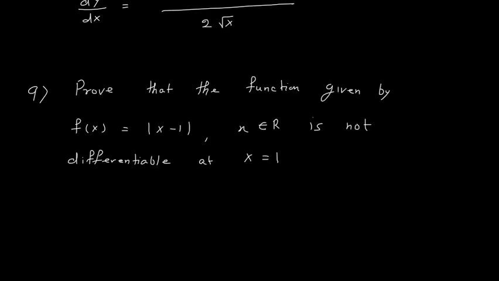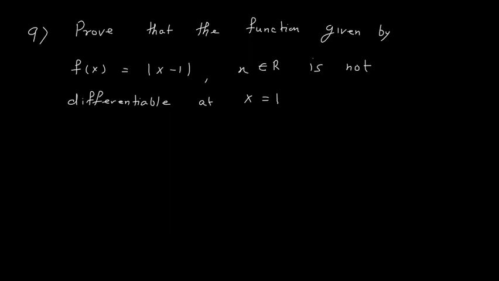The ninth problem is: prove that the function given by f(x) = |x - 1|, where x belongs to the real numbers, is not differentiable at x = 1. Now as this function involves mod, it is always preferable to redefine the function. So this f(x), I will say that it is equal to -(x - 1) when x is less than or equal to 1.